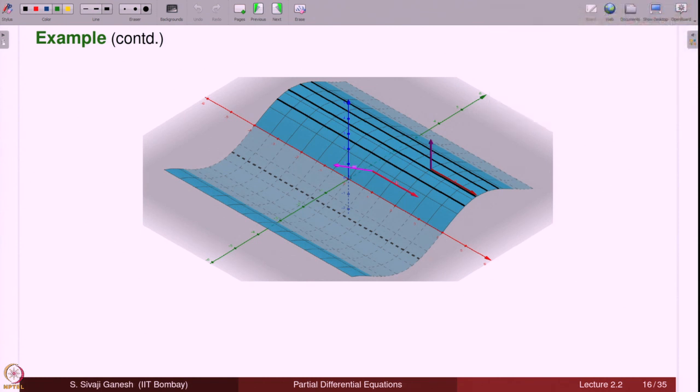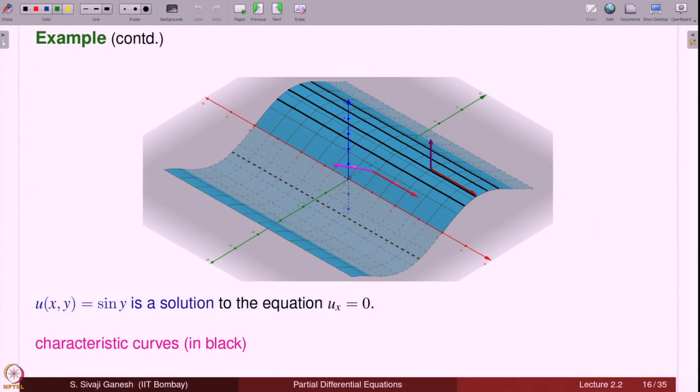So, this is a picture specific to some particular quasilinear equation, ux equal to 0. And u of x, y equal to sin y is a solution given, you can verify. It does not depend on x, ux equal to 0 means it is constant with respect to x, right? So, it is a function of y only. I have taken that to be sin y. Now, this is a graph, the sine is going like that, right, you can see the sine curve like that. Now, in this, red is always the x axis, green is the y axis, blue is the z axis.